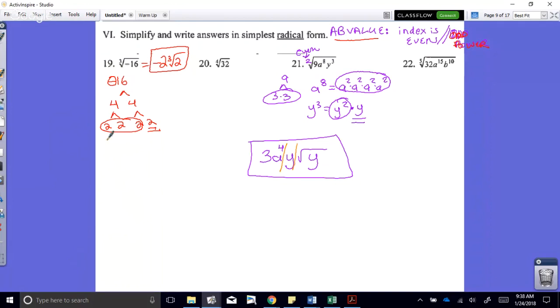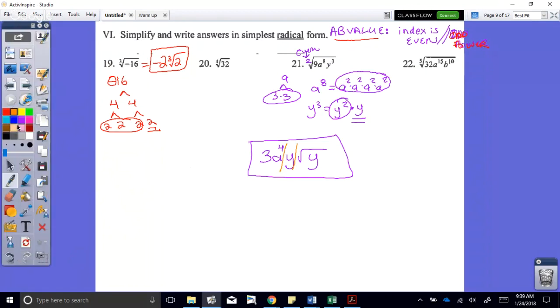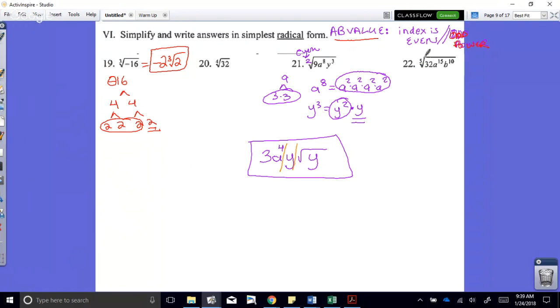Which leads us to the last one here. 22, we are looking for groups of 5. Even, odd, so we don't have to worry about it at all. So I've got my 32, just 2 times 16. 16 was 4 times 4, which was 2 times 2, and 2 times 2.